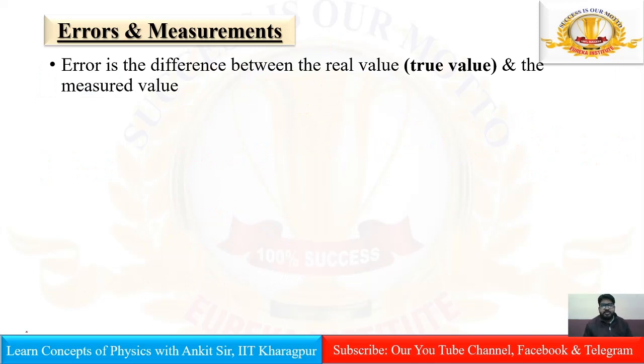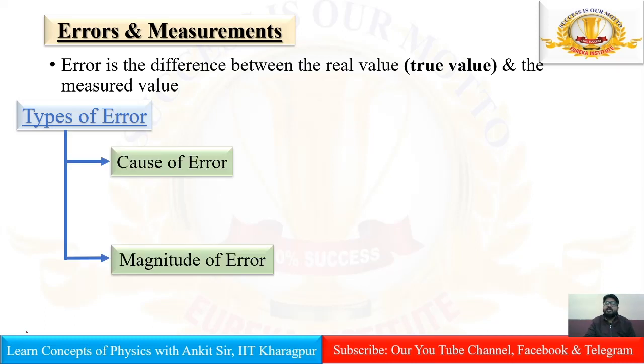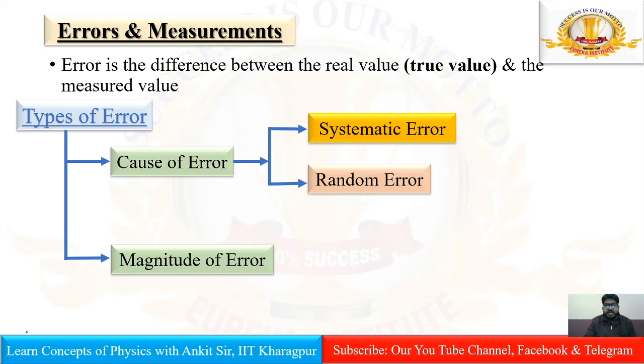So the next topic is error and measurement. Error is the difference between the real value, which is also called the true value, and the measured value. So there are several types of errors that occur during measurement from instruments. In broad classification, errors can be classified into two types on the basis of the cause of error and the magnitude of error. On the basis of the cause of error, this again can be divided into two types.